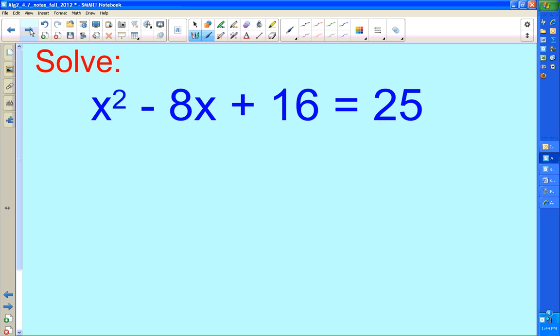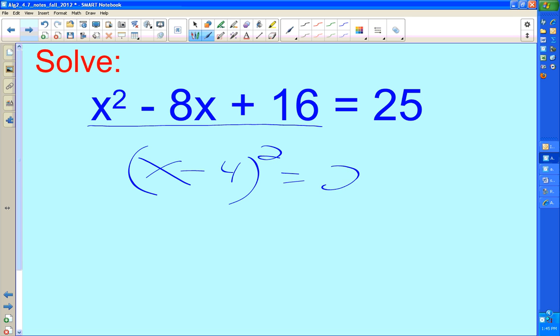Now we're going to talk about solving the equation. X squared minus 8x plus 16 equals 25. We have a variety of ways to do this. Okay? X squared minus 8x plus 16 equals 25. Look at this trinomial. That trinomial is a PST. How does it factor? Boy, it's x minus 4, round it, square it.